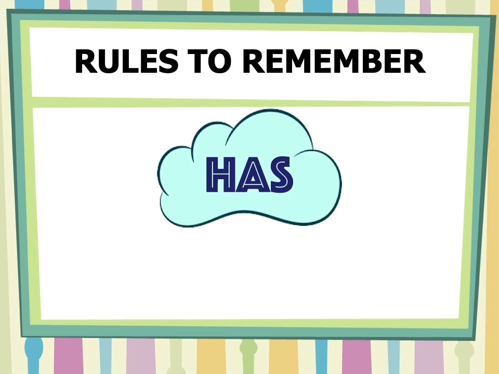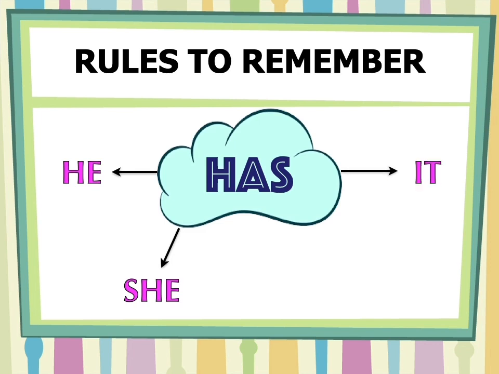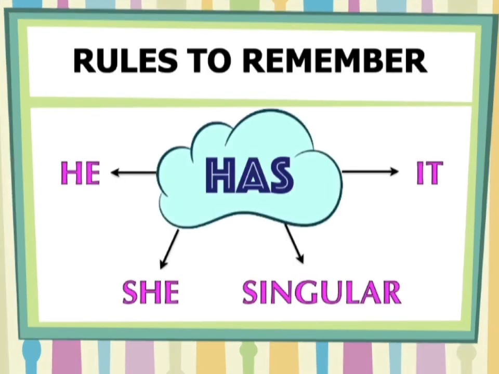When to use has. We use has with he, she, it, and singular nouns. He, when we are talking about one boy. She, when we are talking about one girl. It, when we are talking about animal or any non-living thing. Singular noun means anything that is singular. It can be a person, place, animal, or thing.